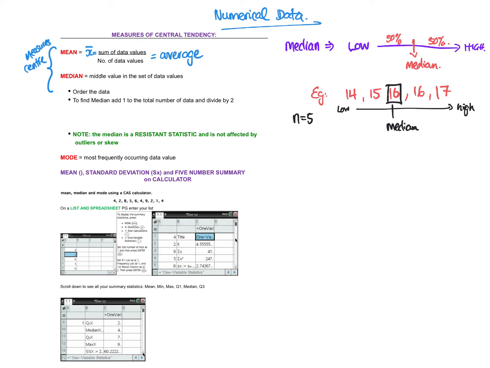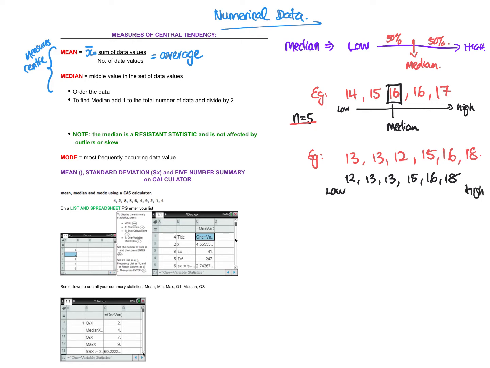Okay, and then what happens if I had an even number instead of an odd number? Say I had 12, 13, 15, 16, 18. If I was trying to manually do the median here, I'd have to make sure that it was actually in order. Because that 12 got shoved in there, I better put it at the front. So now this is lowest to highest.